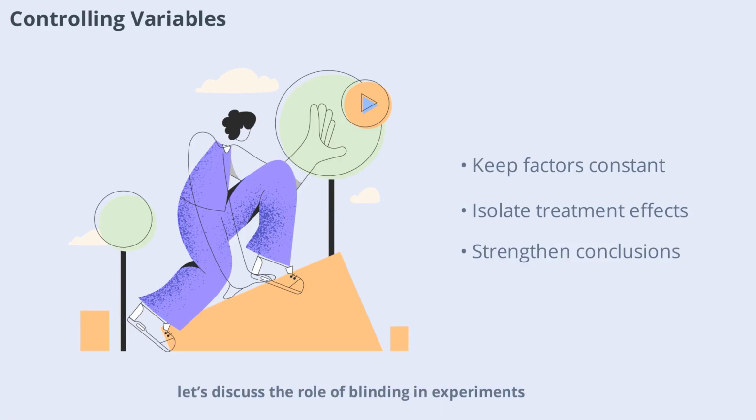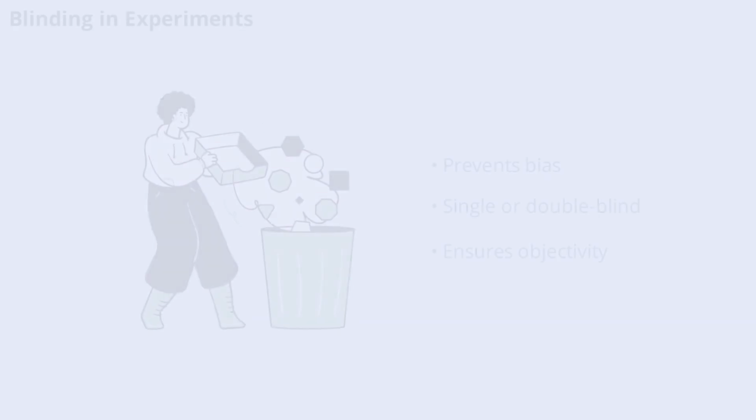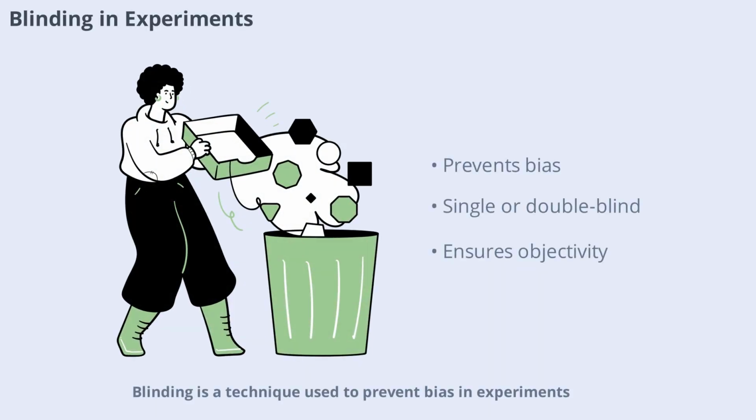Next, let's discuss the role of blinding in experiments. Blinding is a technique used to prevent bias in experiments. In a single-blind study, subjects do not know which group they're in. In a double-blind study, neither the subjects nor the researchers know. This helps ensure that expectations don't influence the results. Blinding is especially important in medical and psychological research.